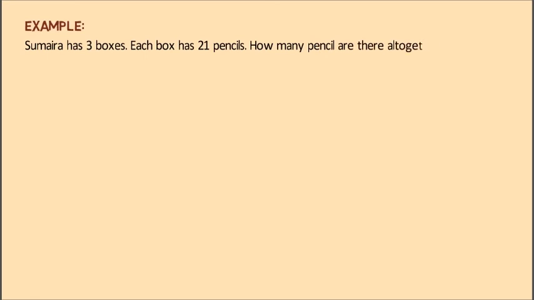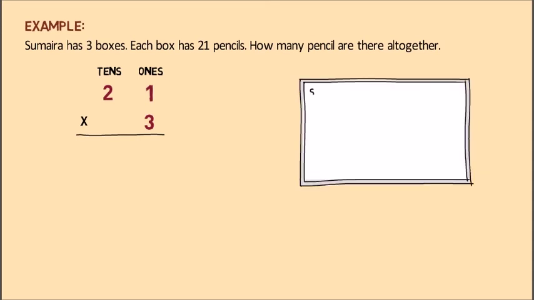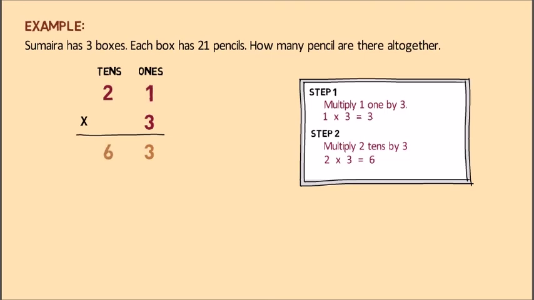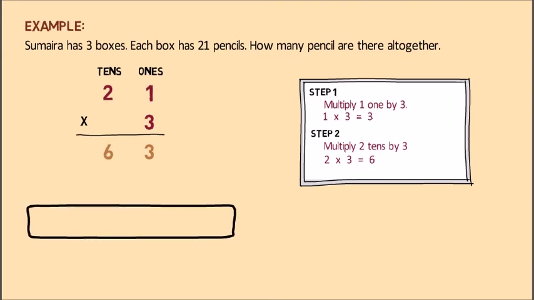Example. Sumaira has 3 boxes, each box has 21 pencils. How many pencils are there altogether? Step 1. Multiply 1 by 3. 3 times 1 equals 3. Step 2. Multiply 2 tens by 3. 3 times 2 equals 6. We say the product of 21 and 3 is 63.